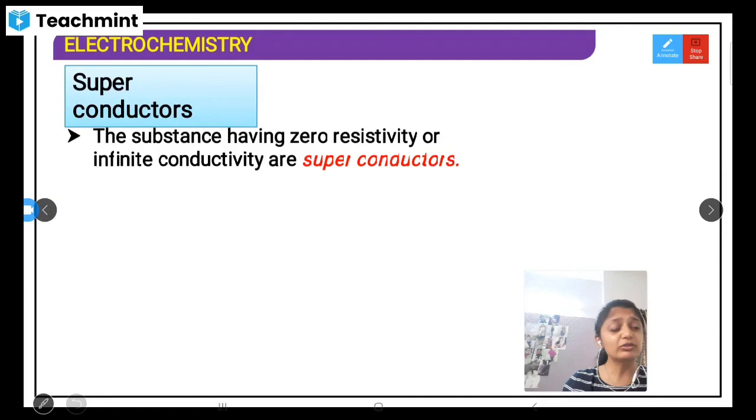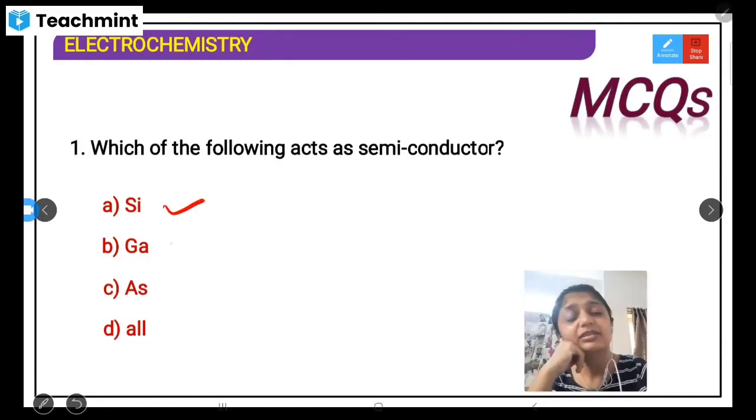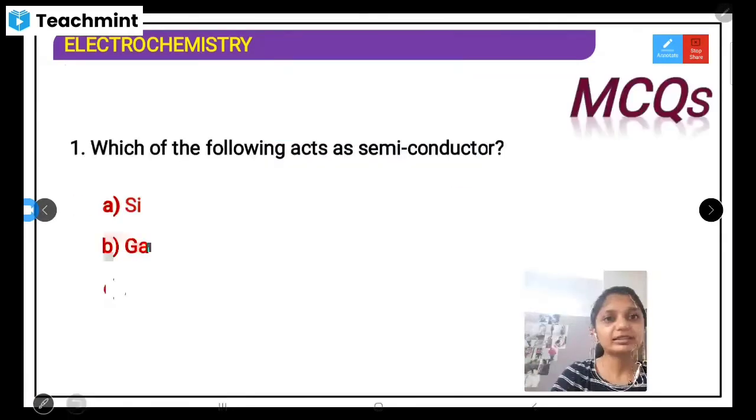Now you give me the answer. Silicon, gallium and arsenide we have also seen. Let me show you. Silicon, gallium and arsenide, right? So all the three options will be there. So the answer is all of the above.